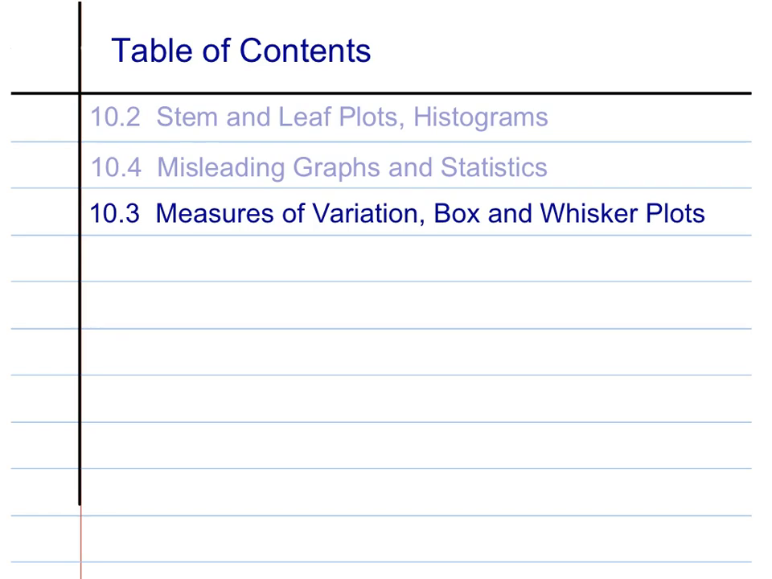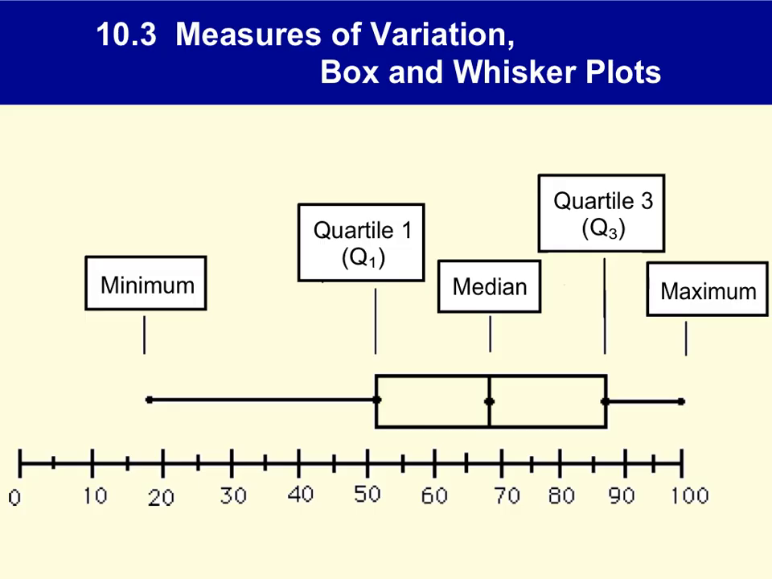Today we're going to cover lesson 10.3, two ideas: measures of variation, and then box and whisker plots. So for the intro video, this is actually the only slide I have. I want to show you what a box and whisker plot looks like, the 5 different elements of it, and then just a couple other things.